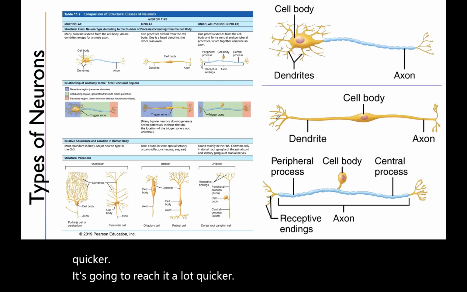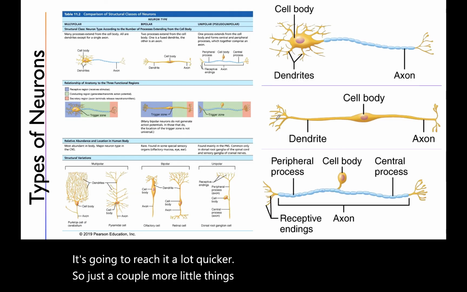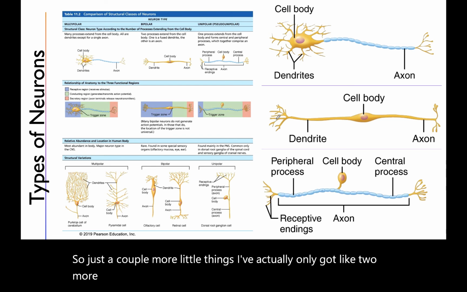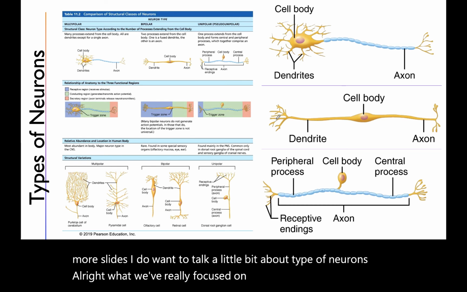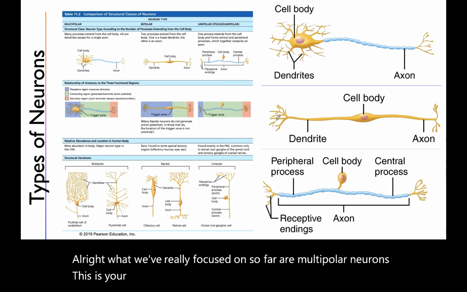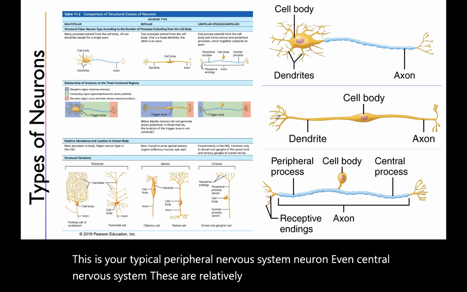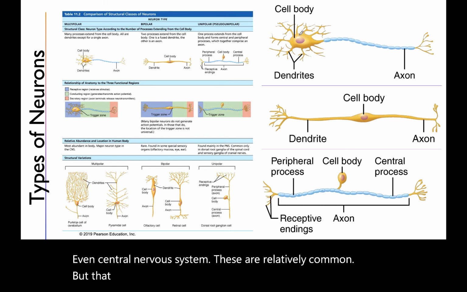So just a couple more little things. I've actually only got like 2 more slides. I do want to talk a little bit about a type of neurons. All right. What we've really focused on so far are multipolar neurons. This is your typical peripheral nervous system neuron. Even central nervous system, these are relatively common. But that is not the only type of neuron that we have.